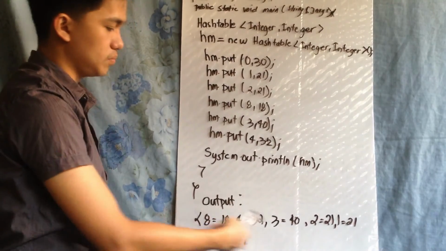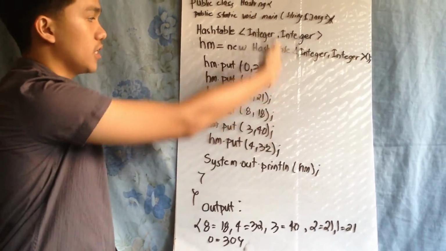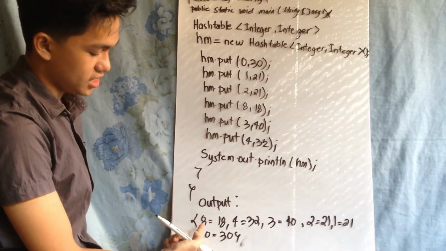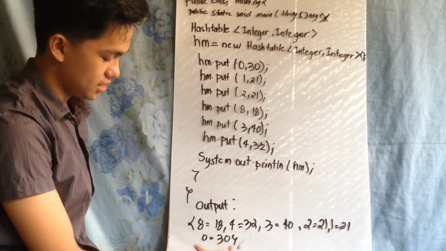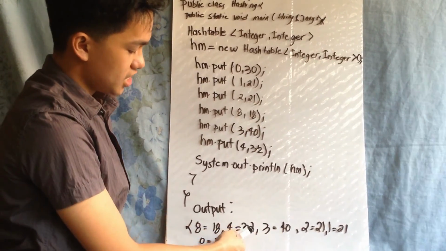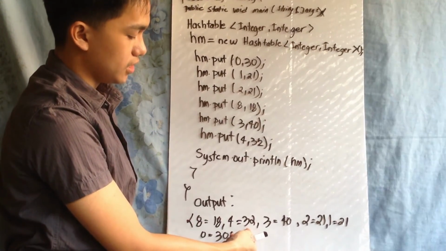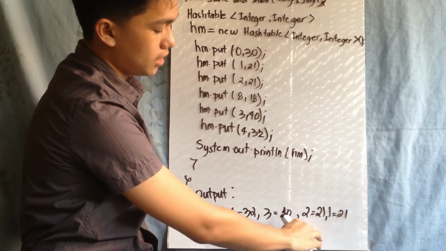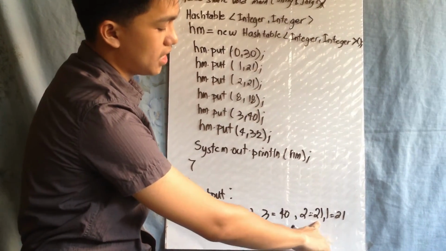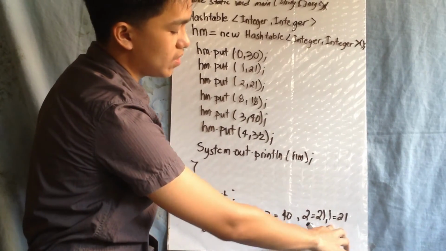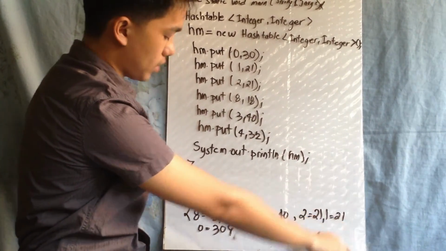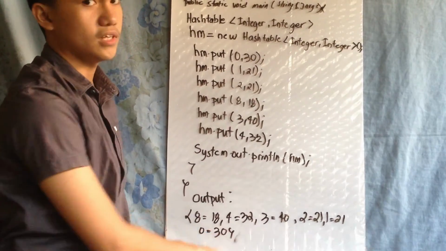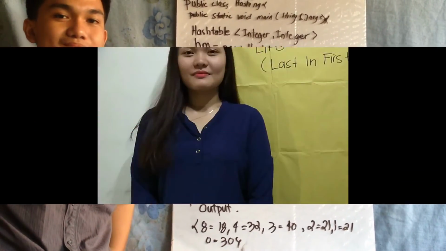And then, here is the output of this program. Hash value 8 contains key value 18. And then hash value 4 contains key value 32. And then hash value 3 contains 40. And then hash value 2 contains key value 21. And then hash value 1 contains 21. And then hash value 0 contains key value 30. So, that's it. Thank you.